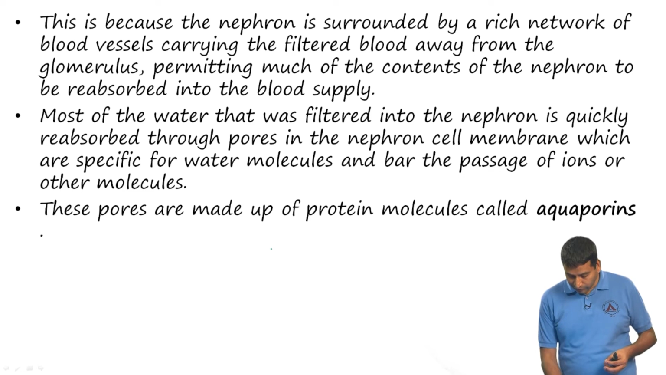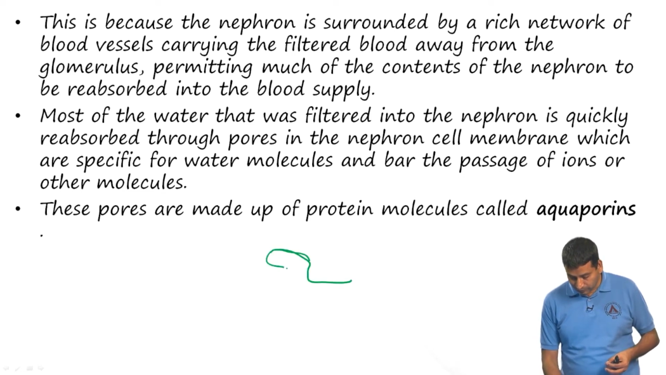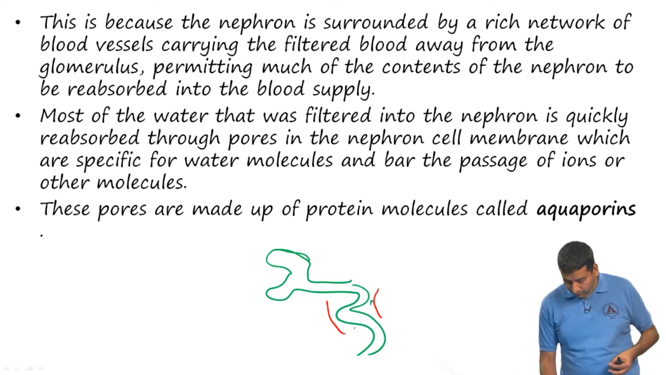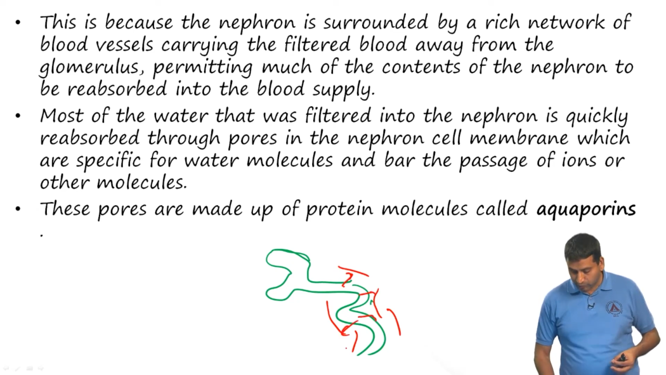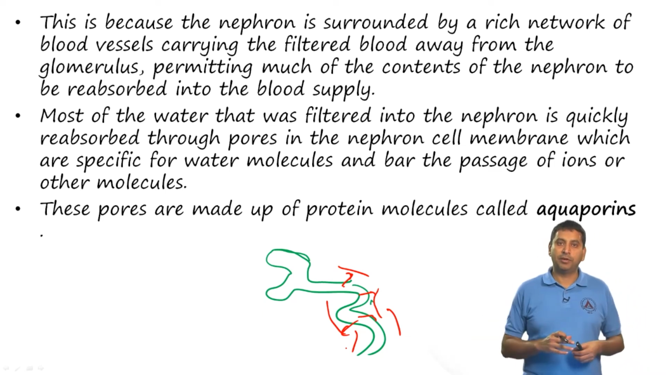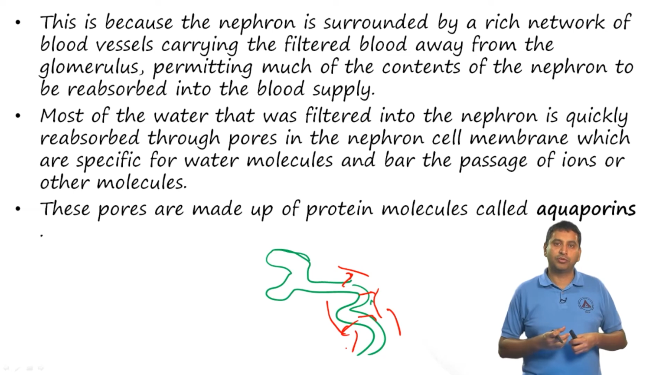So, if you imagine that the nephron structure is like this, so this is surrounded by blood vessels, and so through here the drugs and or whatever metabolites are going to pass across the nephron back into the blood supply. Okay, so this is a process of reabsorption.